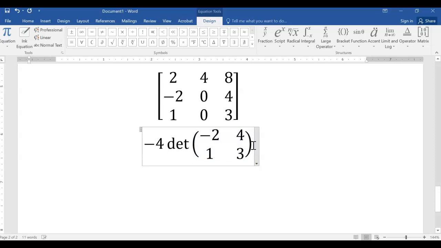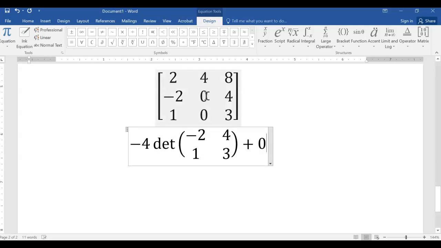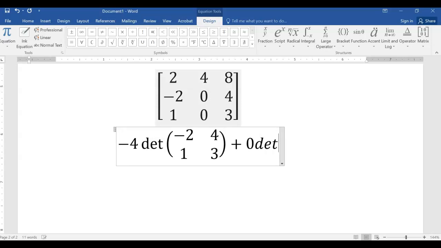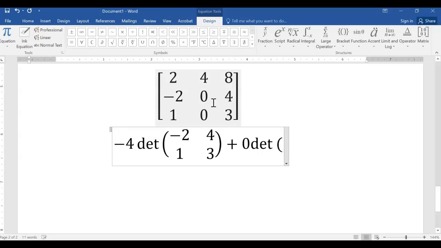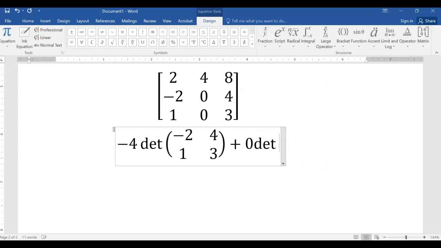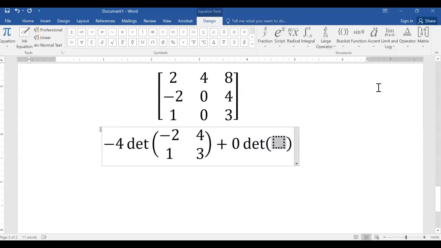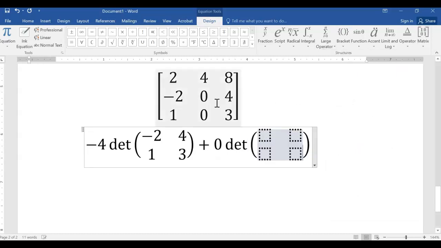Then I take the next element in the second column, which is a 0. It's in the 2, 2 spot, so it's going to have a positive. Then you're going to do times the determinant of the submatrix. Now again, this one we don't even have to write if we don't want to, but I will, just for the sake of being thorough. So eliminate row and column, you get 2, 8, 1, 3.